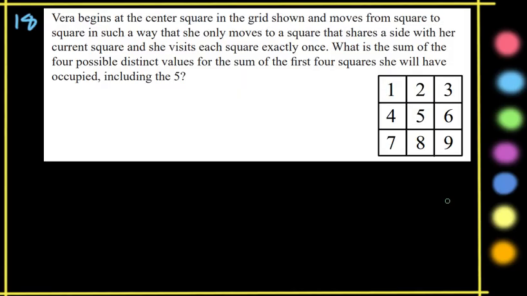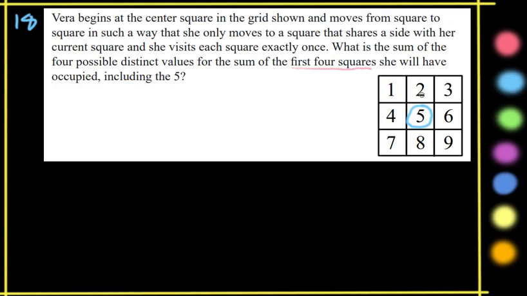Let's go on to number 18. This one says Vera begins at the center square, this one here, in the grid shown, and moves from square to square in such a way that she only moves to a square that shares a side with her current square as she visits each square exactly once. What is the sum of the 4 possible distinct values for the sum of the first 4 squares she will have occupied, including 5? Okay, so she starts at 5.